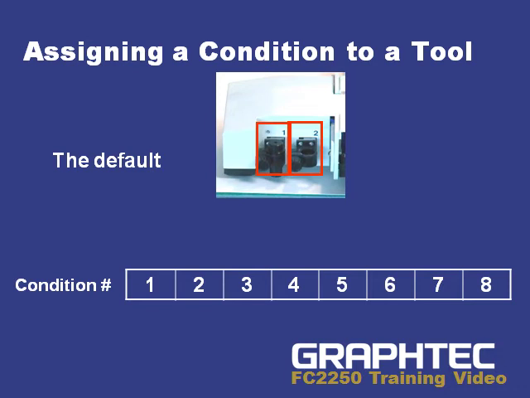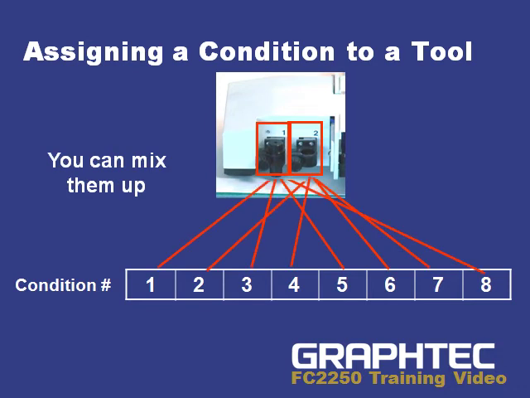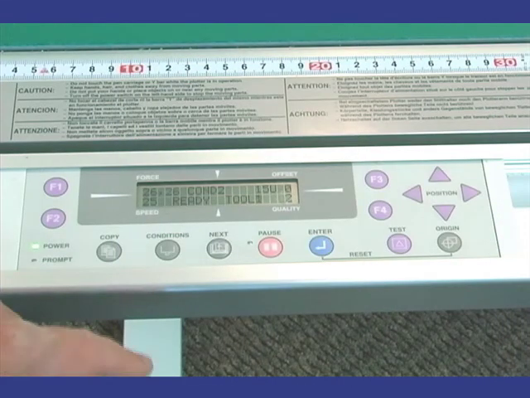For instance, look at this pattern. Now you might think, well, this is crazy. Why do this? Well, some people do, and I'll show you why. For instance, here, condition 1 is assigned to tool 1, and condition 2 is assigned to tool 2. That's what I'm going to show you now, is how to assign a tool number to a condition.